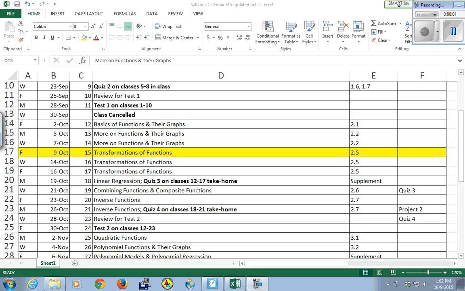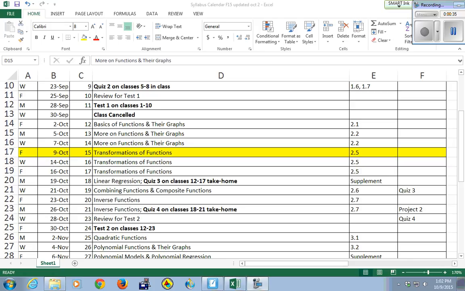Our syllabus calendar is up on the board here. We're starting a series of 3 lessons on transformations of functions. It's kind of a bear. You'll struggle through it a little bit. It will take some time for everything to settle and make sense. Just work your way through it, and I promise by the end of next Friday, it'll start to feel like it's coming together. Okay.